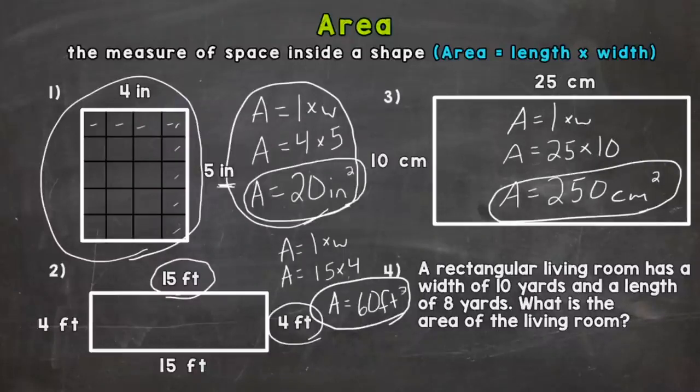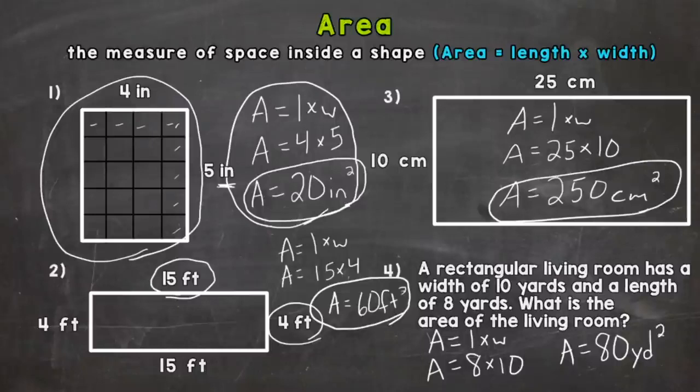So for number 4, we have a word problem where we're going to need to calculate area. So a rectangular living room has a width of 10 yards and a length of 8 yards. What is the area of the living room? So first step, we need to write out the formula. Area equals length times width. Then we need to plug in length of 8 yards times width of 10, and then solve. So 8 times 10, the area equals 80, and then this is square yards. So area equals 80 square yards.